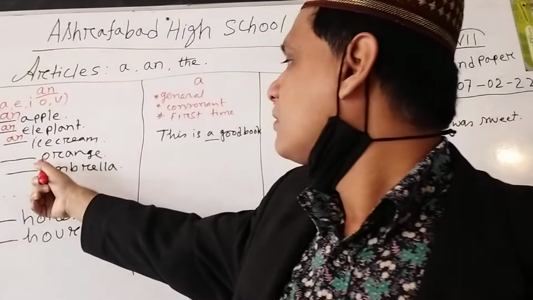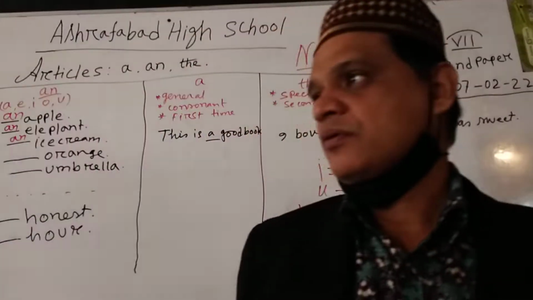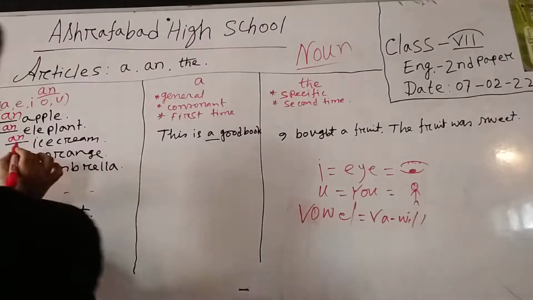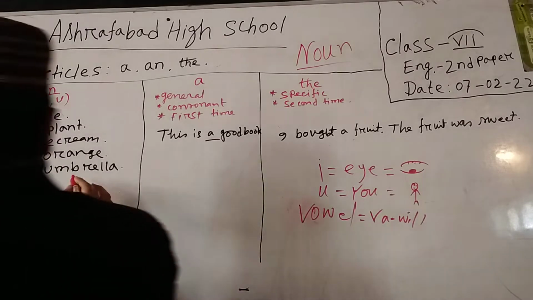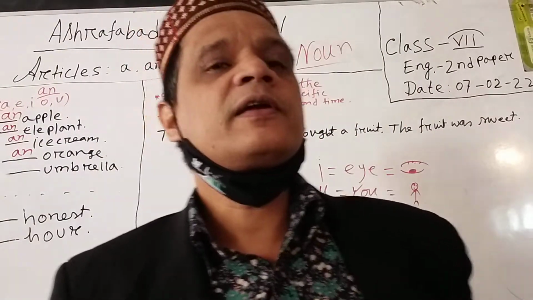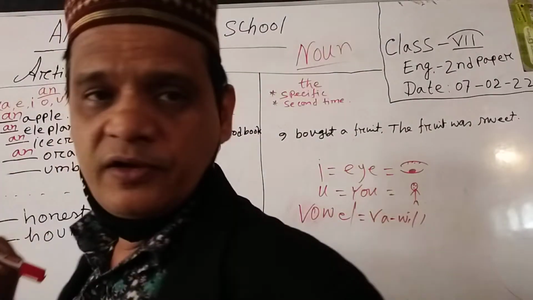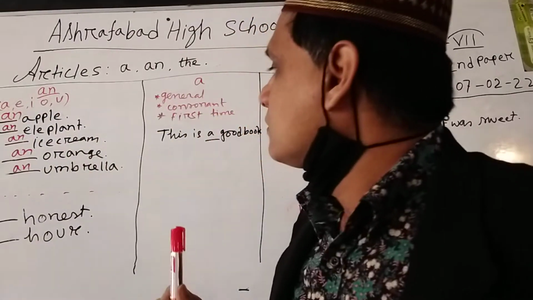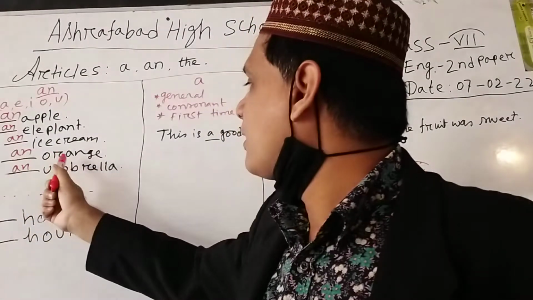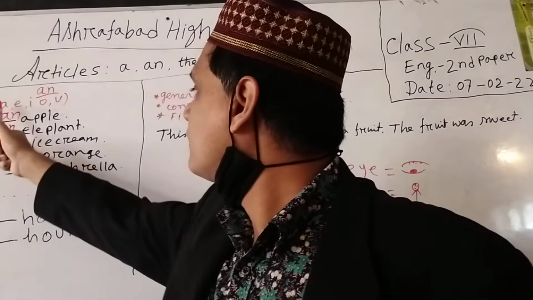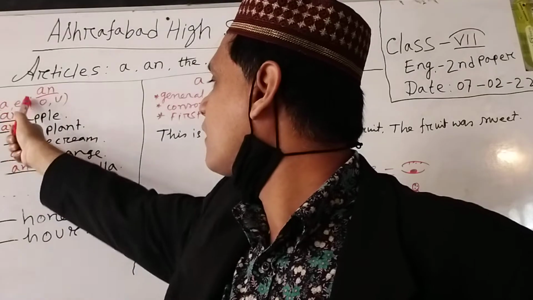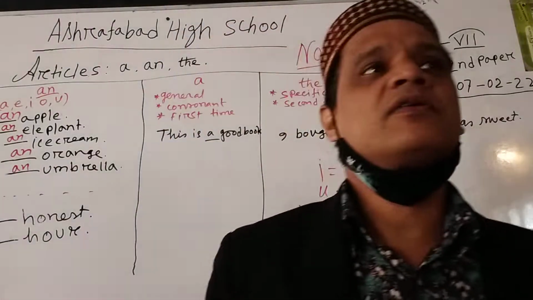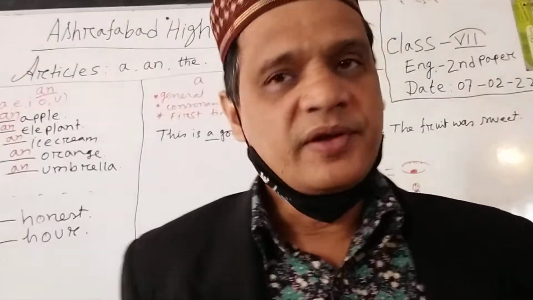Orange. Orange is a word beginning with O. O is a vowel, so here we will use an. The last one is umbrella. Umbrella begins with the letter U. U is a vowel, so we will use an here. So here we have five examples: an apple, an elephant, an ice cream, an orange, an umbrella. In each and every word or noun we have our vowels at the beginning.